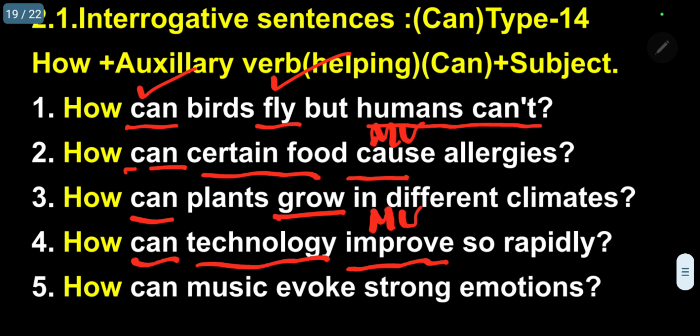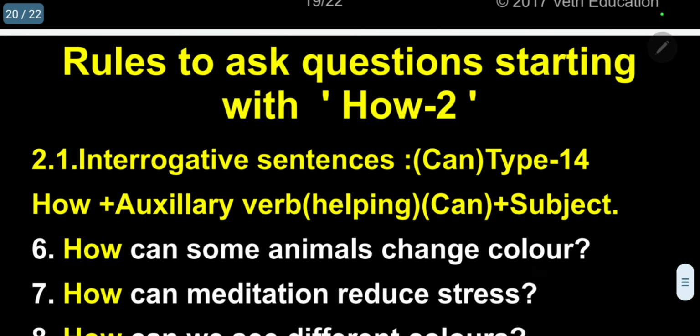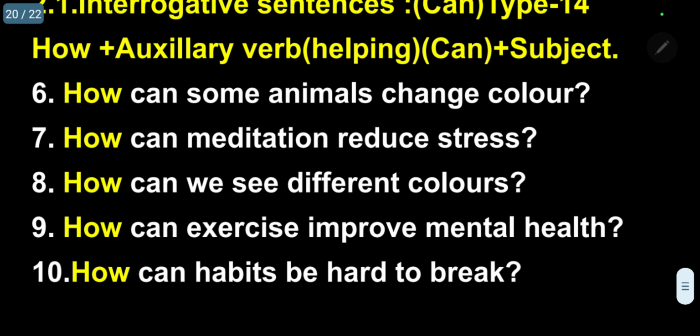How can music evoke strong emotion? Evoke, main verb; can, auxiliary. Five more sentences. How can some animal change color? Change, main verb; can, auxiliary. How can meditation reduce stress? Reduce, main verb; can, auxiliary.